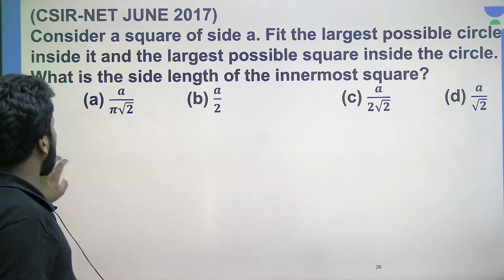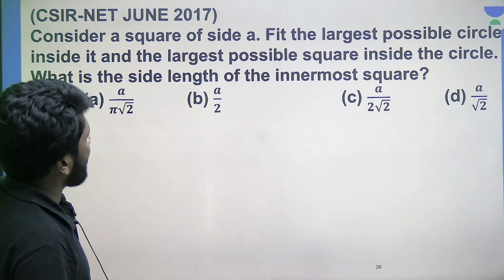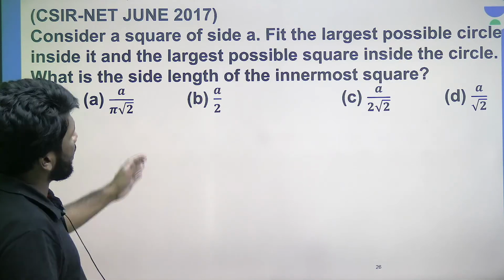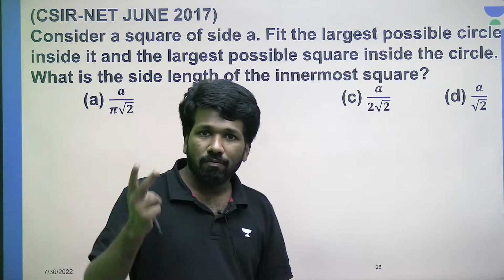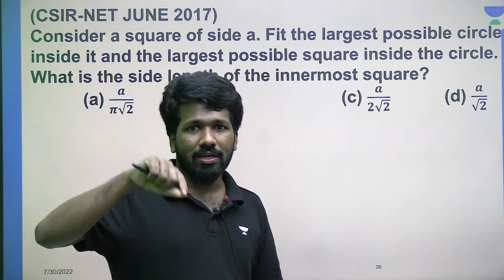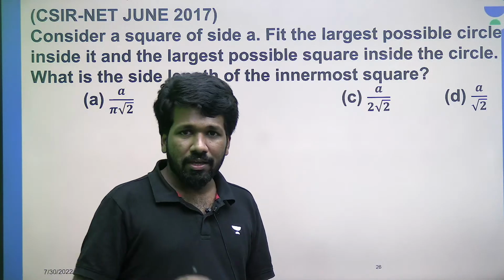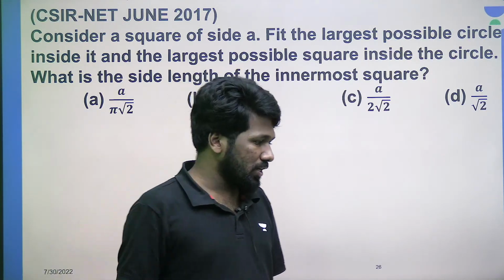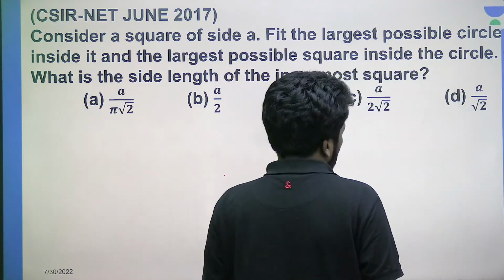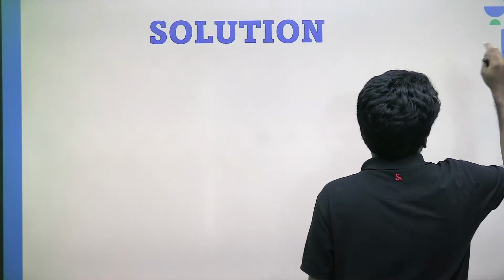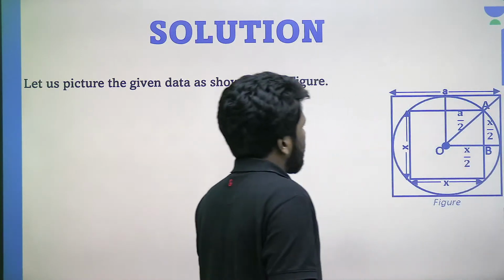So here also let's draw the picture. And largest possible square itself. What is the side length of the innermost square? वो दो पिछले क्वेश्चन में वो दो सर्कल का इनरमोस्ट सर्कल का रेडियस पूछा था. यहाँ पे दो स्क्वायर्स में से इनरमोस्ट स्क्वायर का साइड लेंथ पूछा है. So how to find it? Let's draw the picture first. So the picture will be something like this.